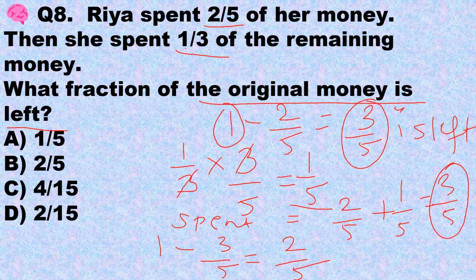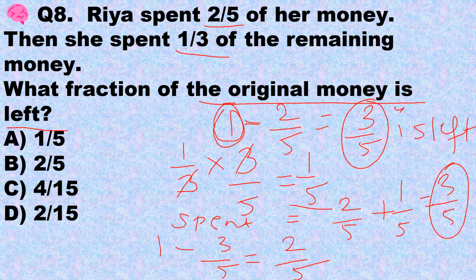Ria spent 2 by 5th of her money, from the original. So original I'm considering as 1. She was having a total of 1 rupee. From that she has spent 2 by 5. So how much money is she left with? She is left with 3 by 5th of the money.